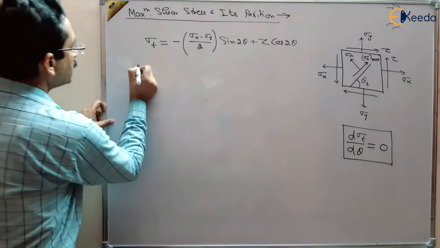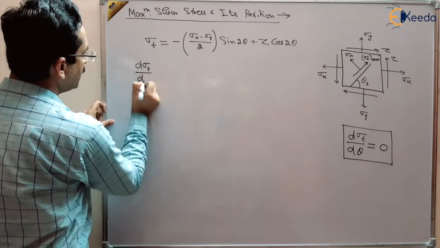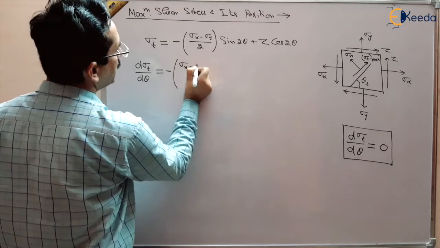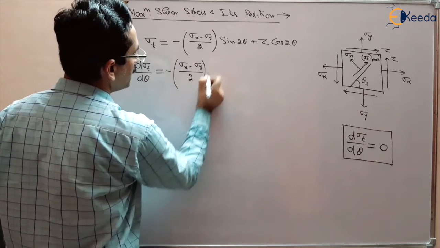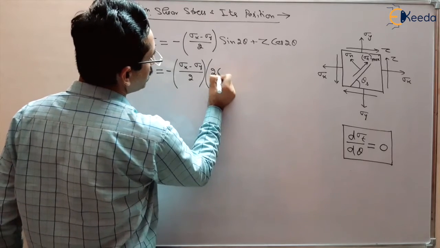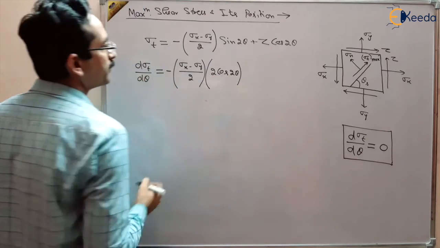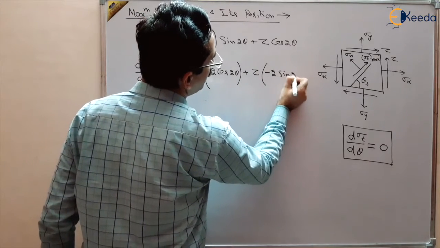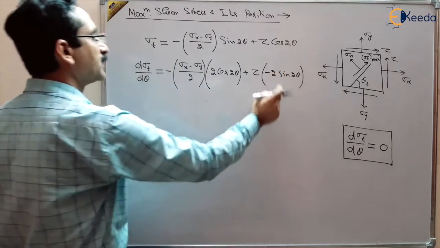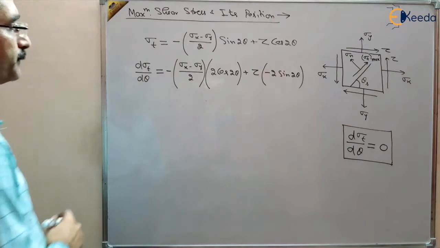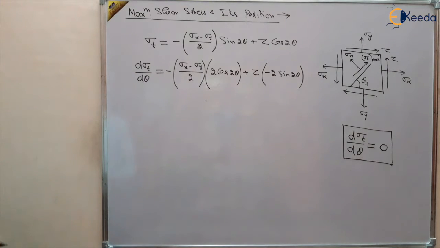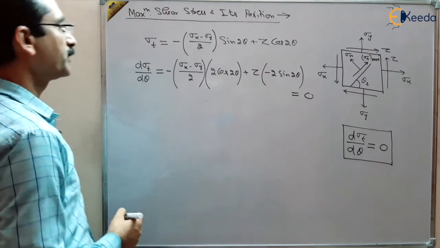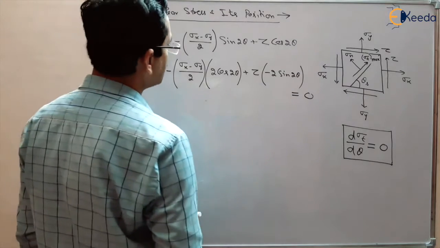So d sigma t by d theta will be equal to minus (sigma x minus sigma y) by 2 times the differentiation of sine 2 theta, which is 2 cos 2 theta, plus tau times minus 2 sine 2 theta, because the differentiation of cos 2 theta is minus 2 sine 2 theta, isn't it? And this value should be equal to 0 for the plane of maximum shear stress.